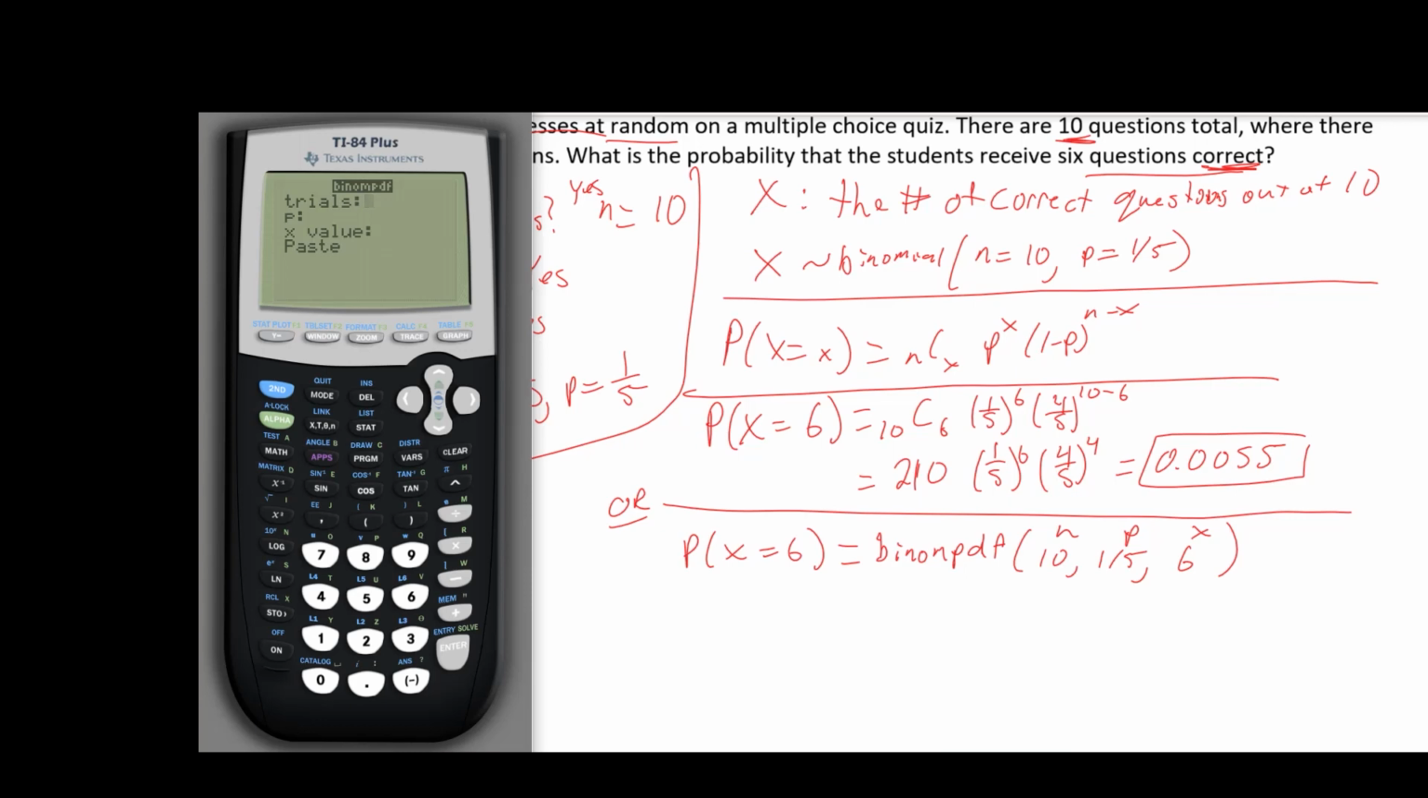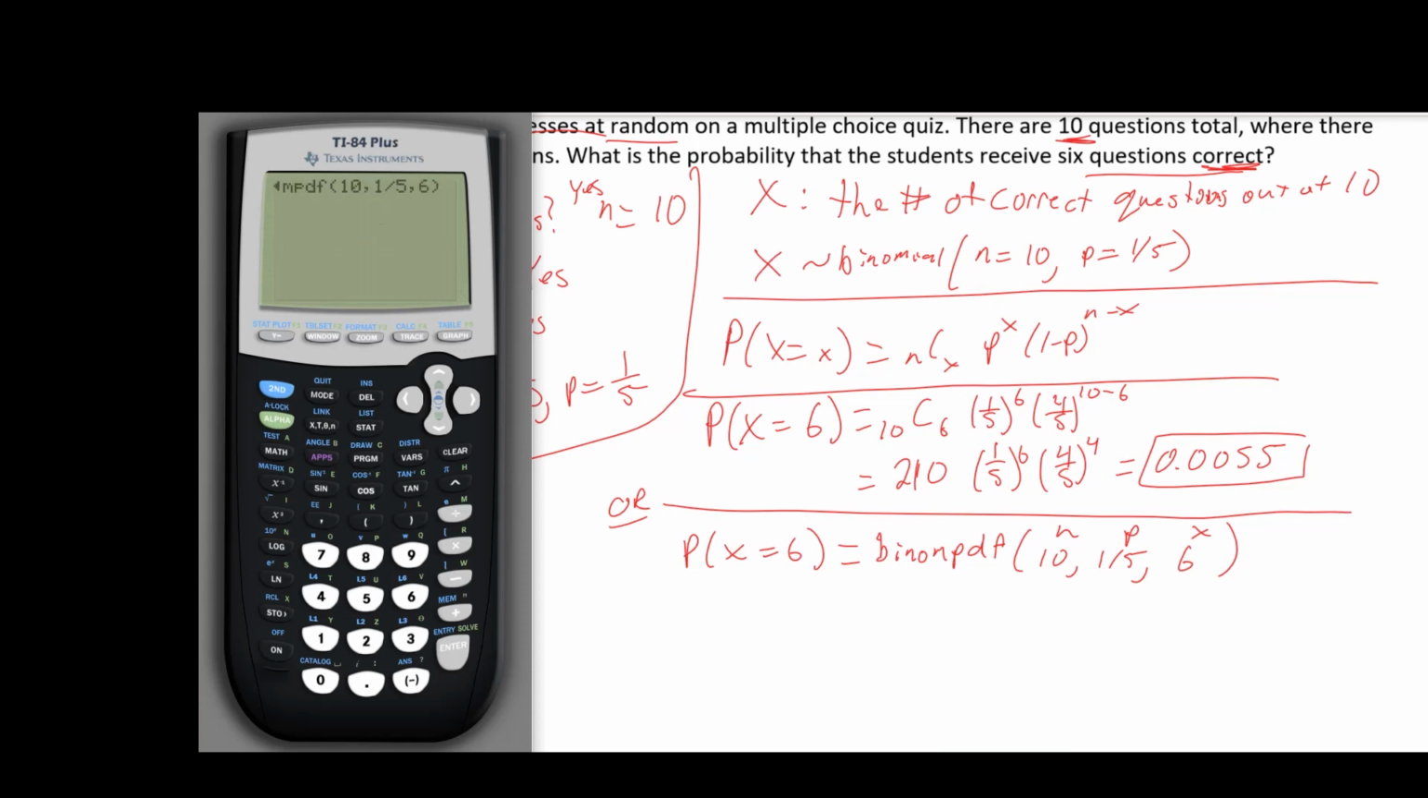The number of trials that we have is 10. P here is 1 divided by 5. And X here is 6. And if you just paste this onto the home screen... Oh, the other thing is just make sure your home screen is cleared out, because if you paste this onto your home screen and there's anything there already, they might actually multiply with each other and give you something that you don't really want. Okay.